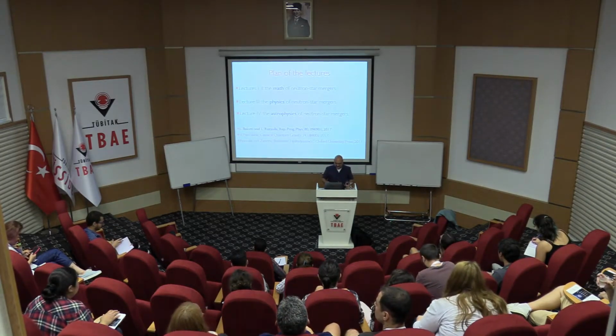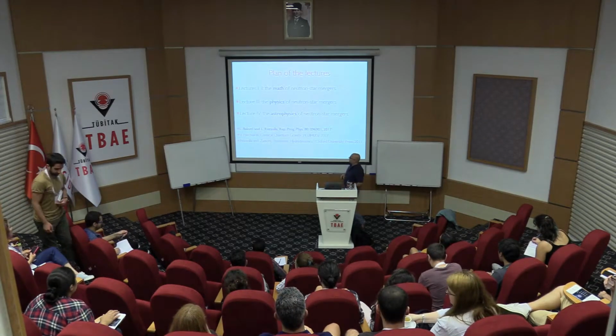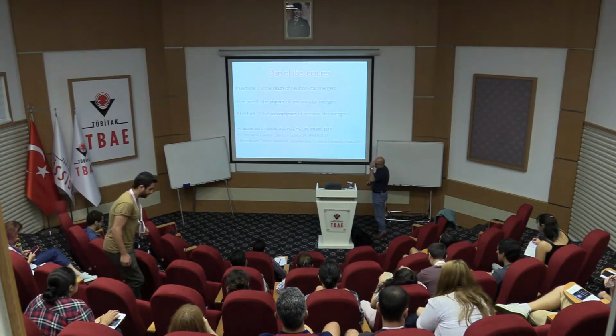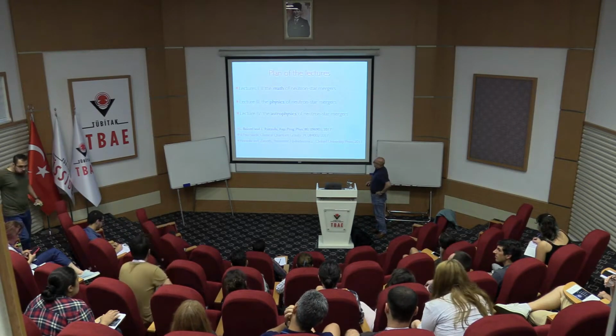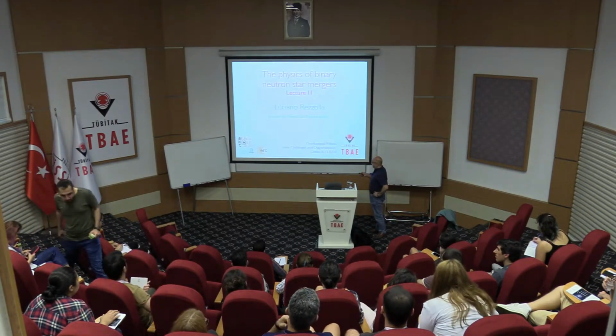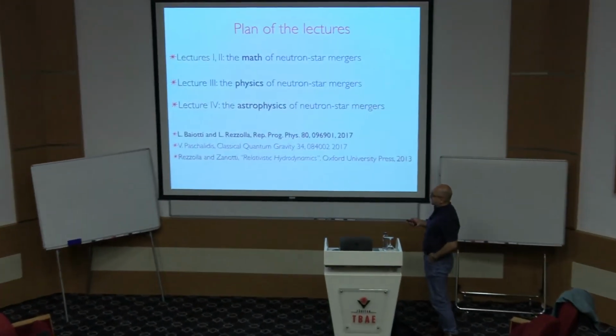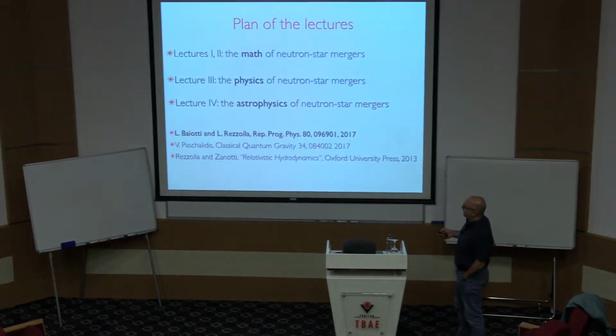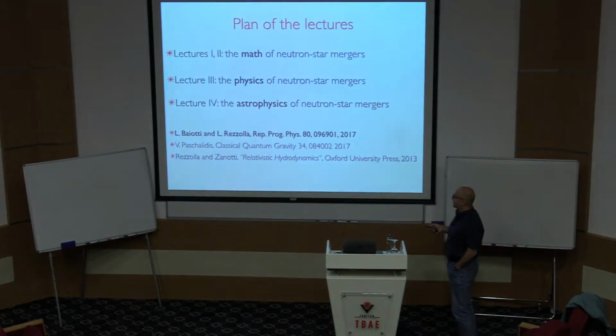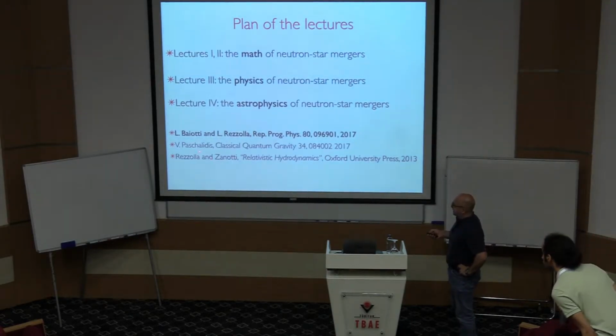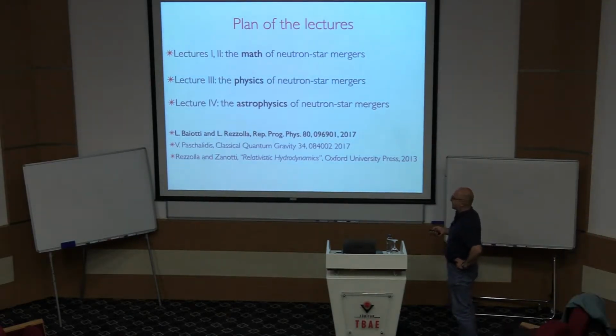Today we're going to cover the following topic: the physics of neutron star mergers. As I did yesterday, I'm suggesting some references. There is a review by Luca Baiotti and myself in Reports on Progress in Physics. I think it has a lot of interesting information in it. There is another one by Vasilis Paschalidis in Classical and Quantum Gravity, and some of the aspects I'll cover here are also, again, contained in my book.